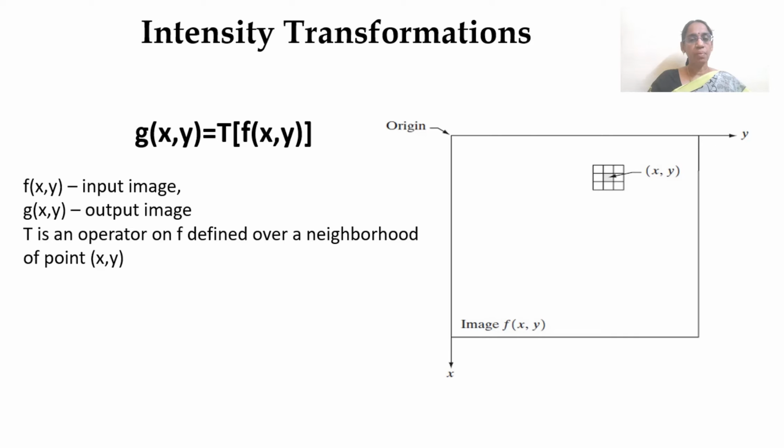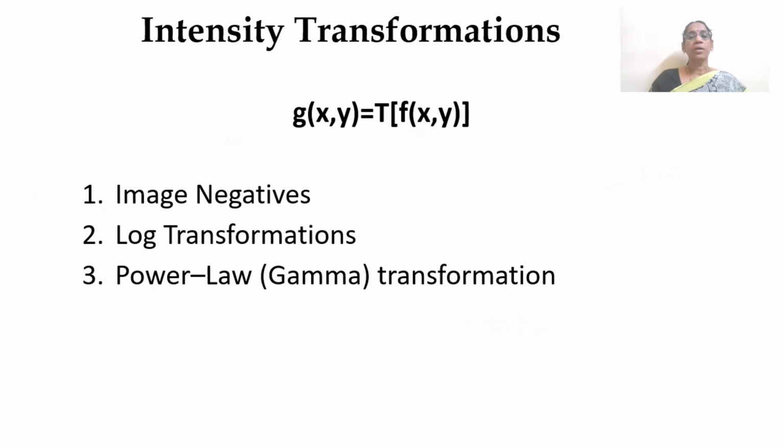So f of x comma y is the intensity value at a particular position x comma y, and to this value we are going to apply some transformation function and store it in the same position in the output image. In this session we are going to see the available transformation functions. Three transformation functions we are going to see: image negatives, log transformation, and power law transformation, with the implementation.